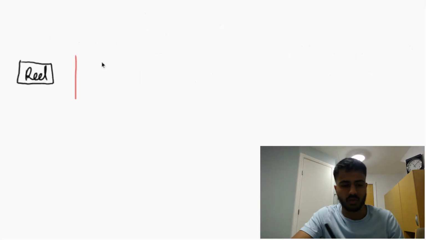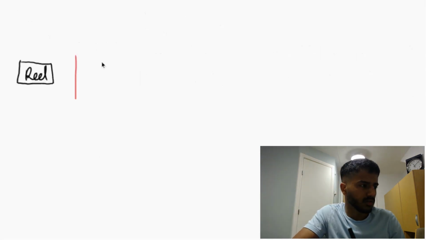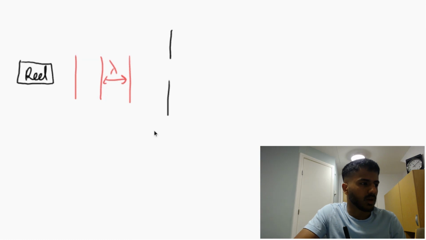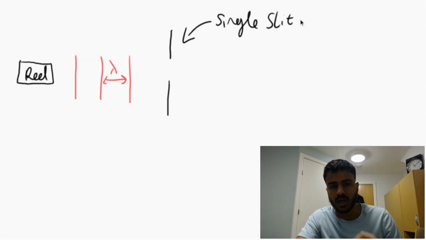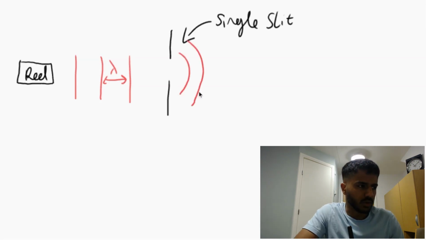So what happens with this red light? We're going to emit wave fronts, and the distance between these wave fronts is obviously lambda. And what's going to happen is it's going to pass through this gap. We're going to call this gap a single slit. This is something known as the single slit experiment. So this wave, as we know, is going to start bending or diffracting after it leaves this gap.